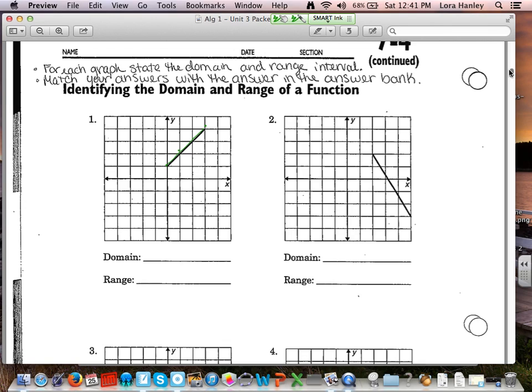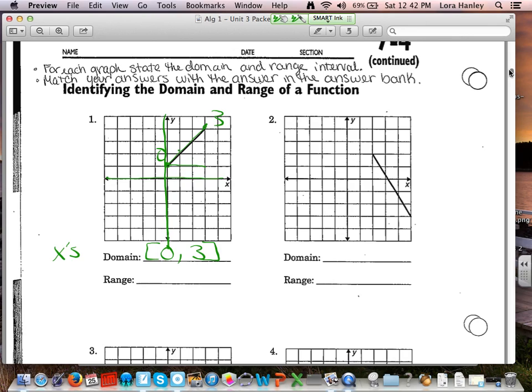So when I look at my domain, we said that's our x values. And my first x value here, if this is my axis, the first x value is at 0. And then as we go over, the biggest x value we use is 3. So my domain's interval would be 0 to 3. And we're enclosing that with a bracket so we know that 0 and 3 are included in our domain.